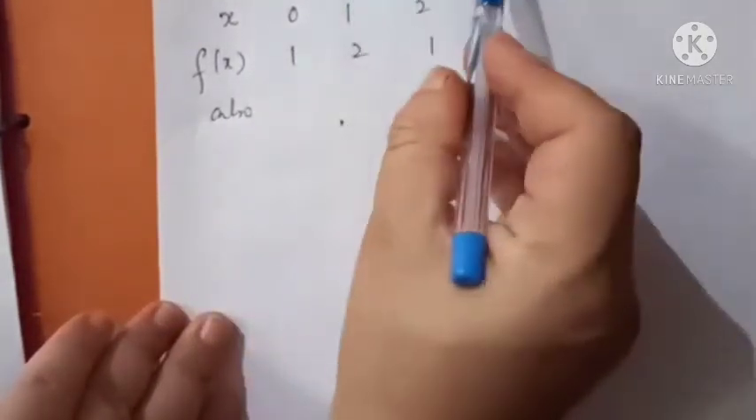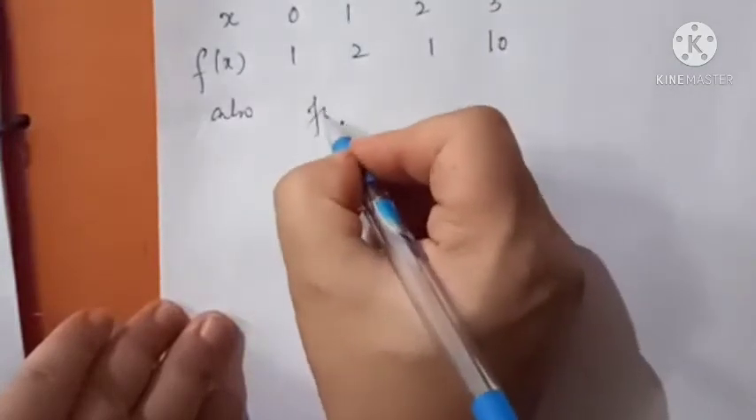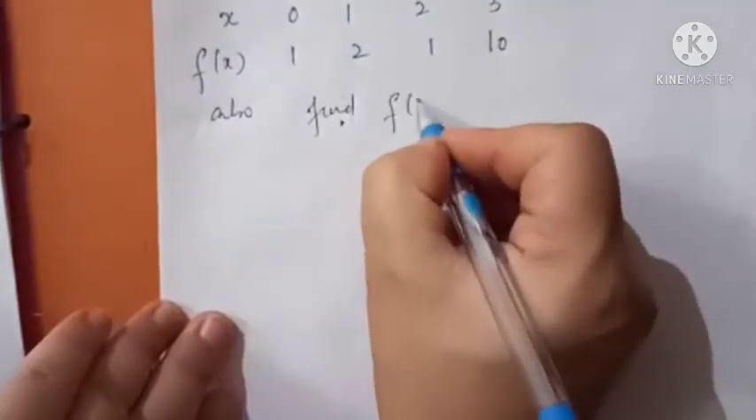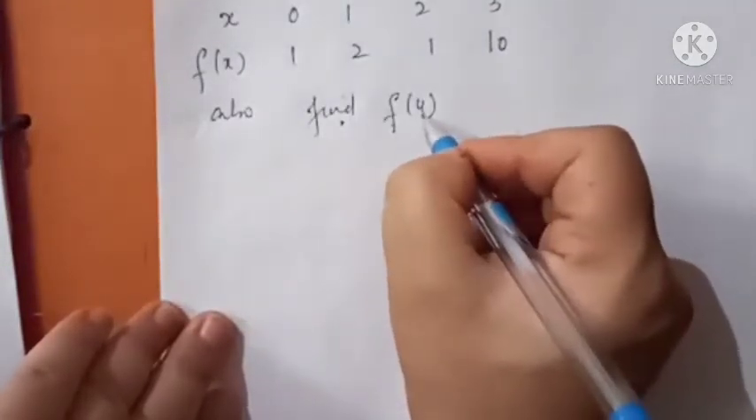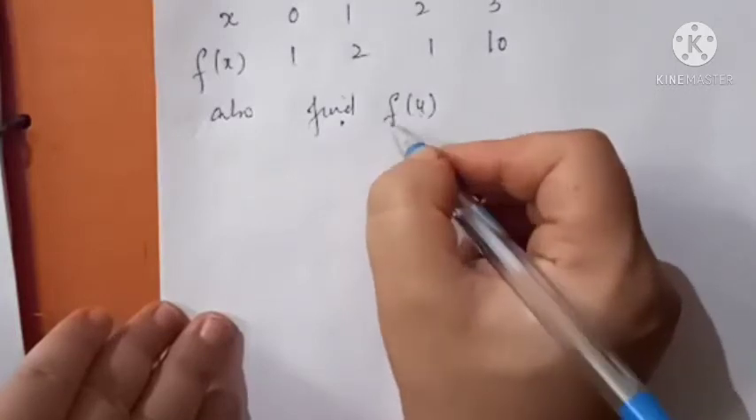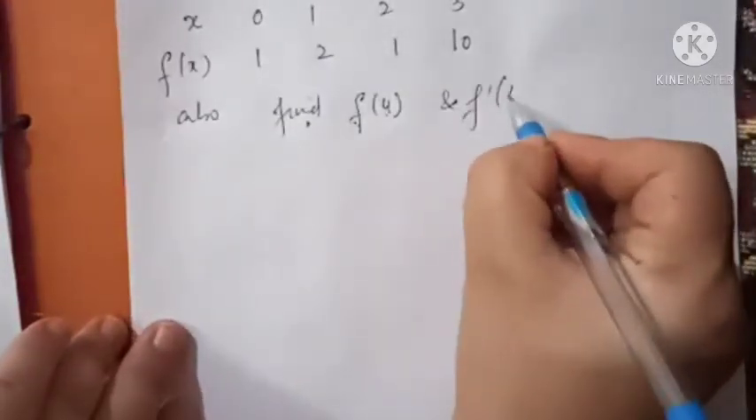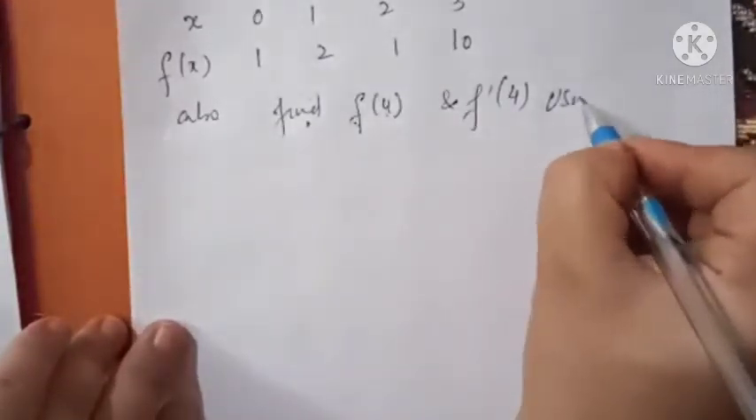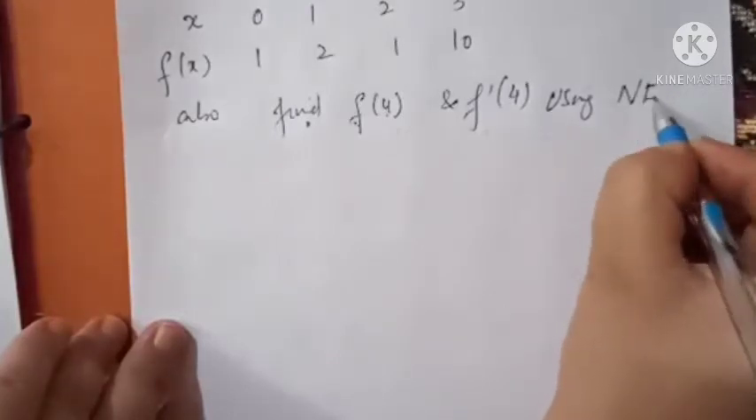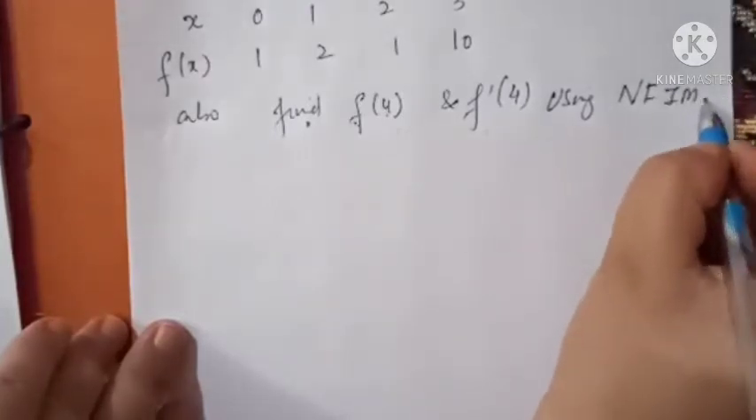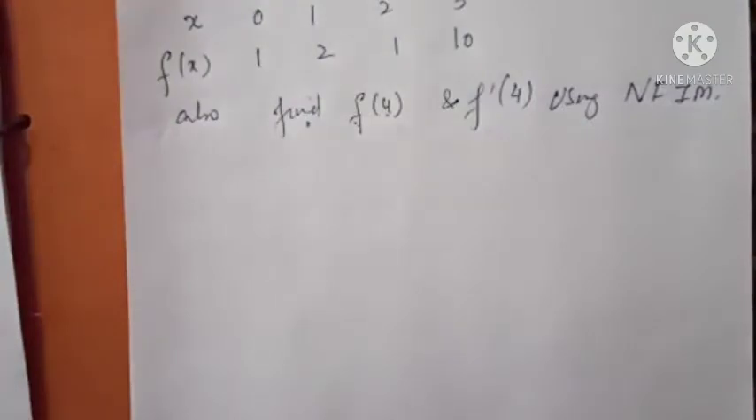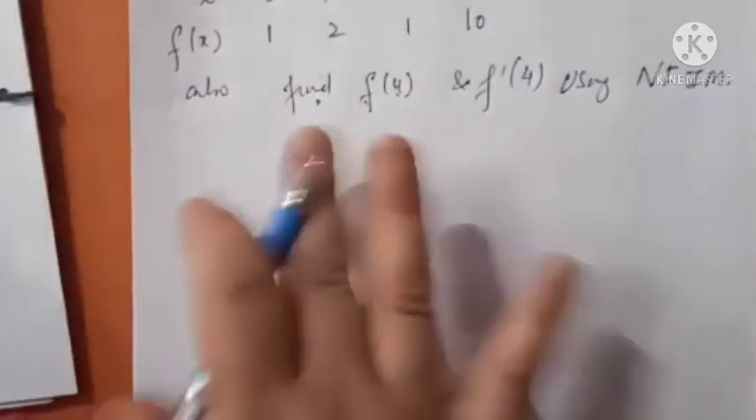And we have to find the cubic polynomial and also find f of 4. That means when the value of x will be 4, what would be the value of the function? You can write y of 4 as well, f of 4, one and the same thing, and the derivative of f of 4 using Newton's forward interpolation method or forward difference interpolation method. Okay? So this is a question.